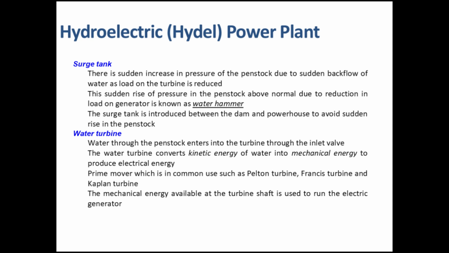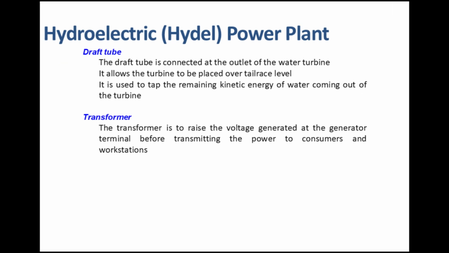Water turbine. Water through the penstock enters the turbine through the inlet valve. The water turbine converts kinetic energy of water into mechanical energy to produce electrical energy. Prime movers in common use are the Pelton turbine, Francis turbine, and Kaplan turbine. The mechanical energy available at the turbine shaft is used to run the electric generator.